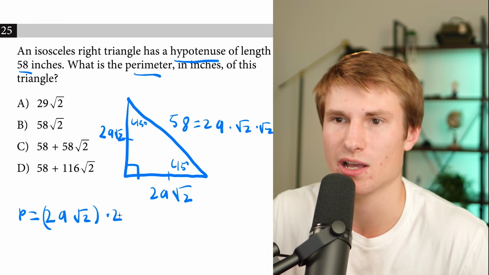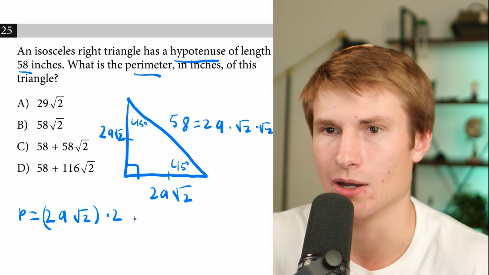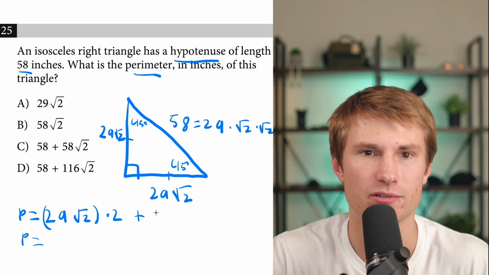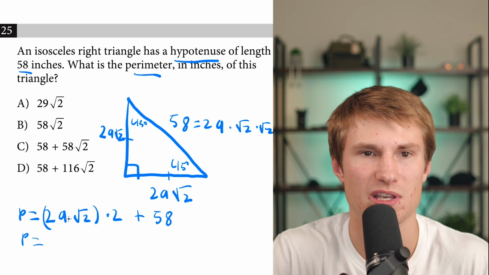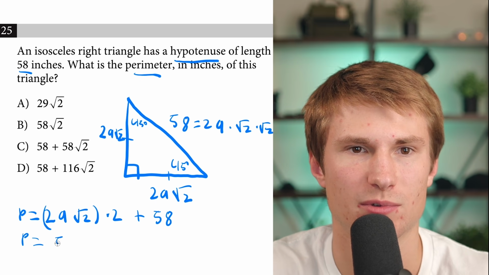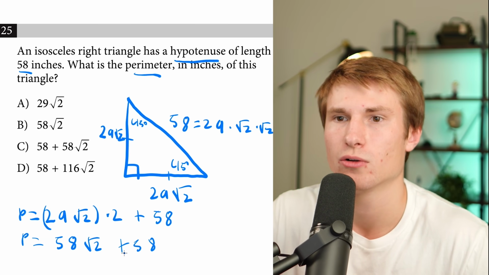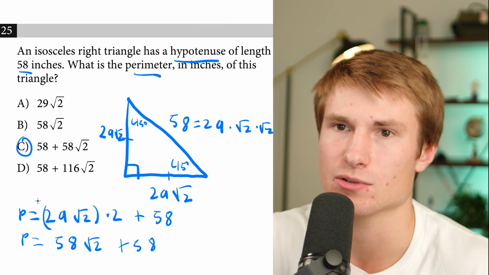So that's the same as multiplying by 2, which is ultimately, I'll go over what that'll equal out to in a second, but we also have to add on to that then our value of hypotenuse, which we know is 58. Okay, so from here, we have 29 root 2 times 2. That's going to end up leaving us with 58 root 2 plus 58 as our value of our perimeter, which we see is going to be equal to answer choice C. So C will be our correct answer there.